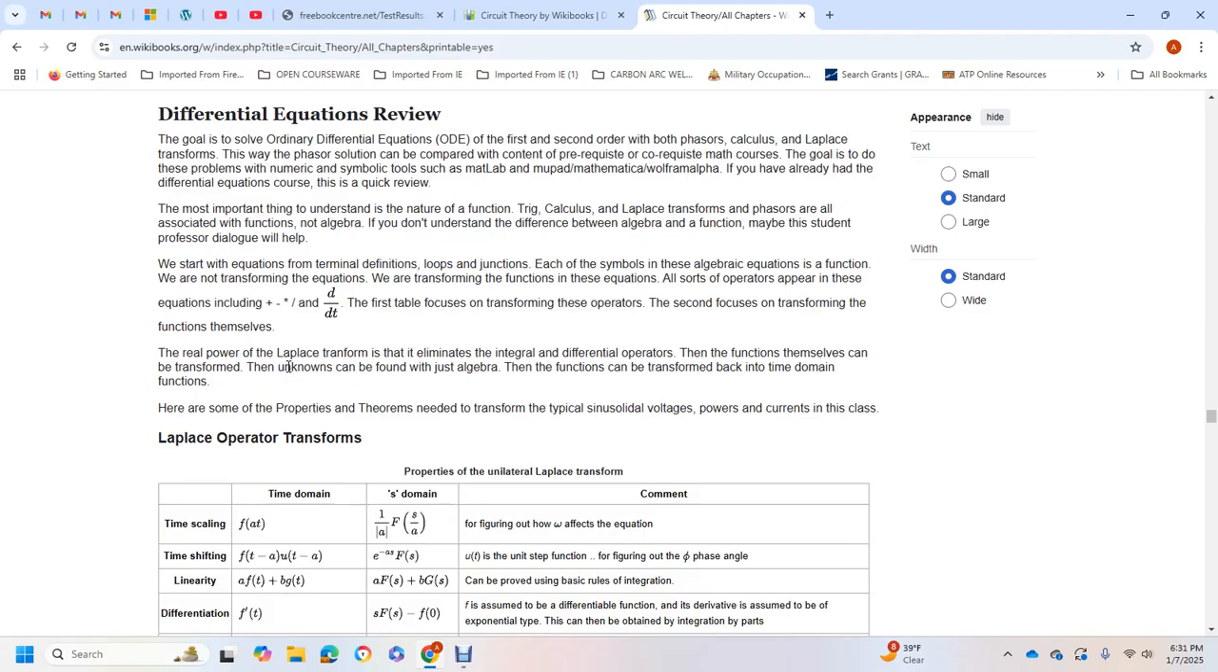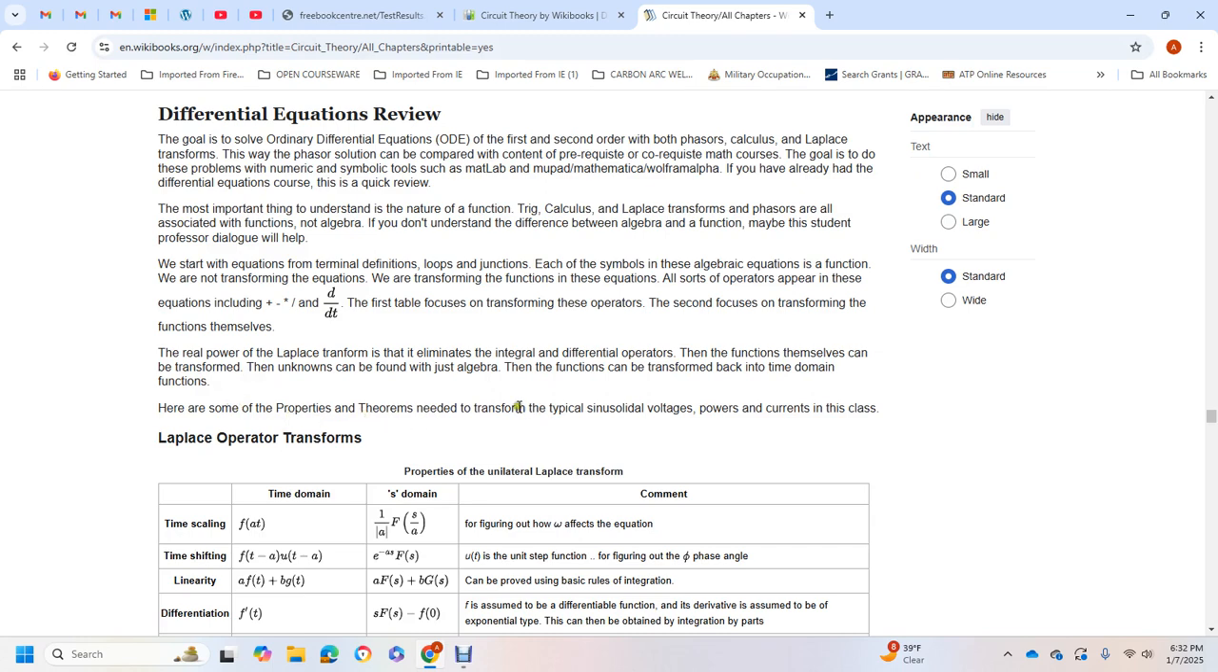However, the operators that appear in these equations include plus, minus, multiplication, and division, as in d over dt. First, focus on the transform of the operator. Second, focus on the transform of the functions themselves. The real power of the Laplace transform is that it eliminates the integral and differential operators. The functions themselves can be transformed, the unknown found in the algebra of the functions, and then transformed back into time domain functions.